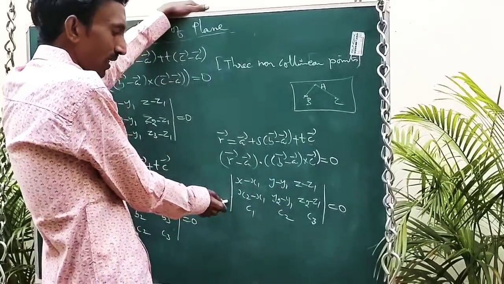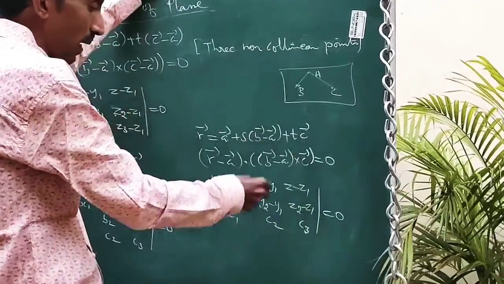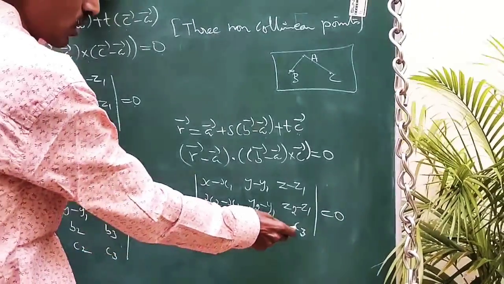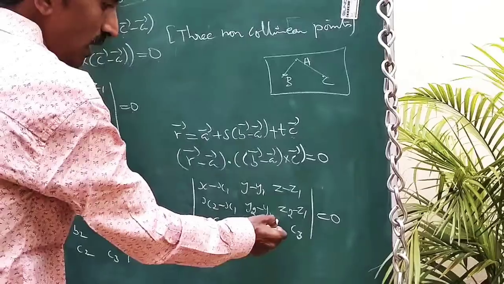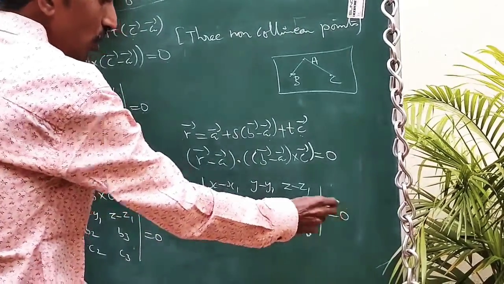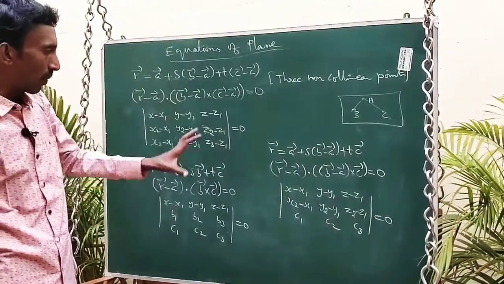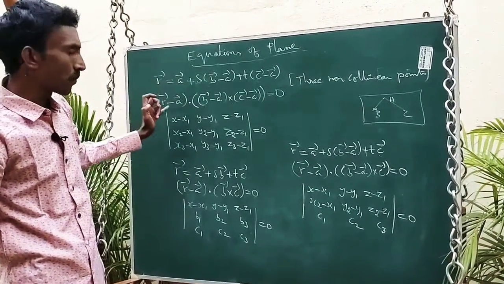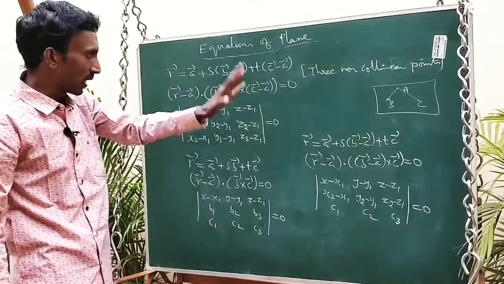Obviously, look at the Cartesian form. X1, Y1, Z1 is the point A and X2, Y2, Z2 is the point B, and C1, C2, C3 are the components of the C vector. That determinant equal to 0. If we expand the determinant and equate to 0, we get the Cartesian form. So remember the three equations: parametric vector form, non-parametric vector form, Cartesian form for the three types.